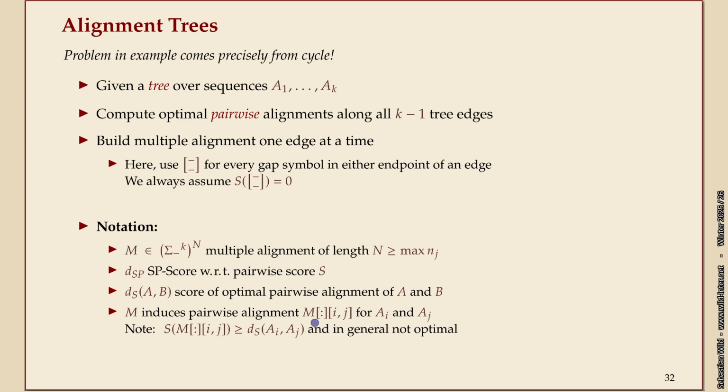And then here's what I mentioned earlier. If you have some multiple alignment, you can just take two of the rows and ignore the rest. That is a valid alignment for AI and AJ if you ignore these double gapped columns. And the score of these two rows will never be better than the optimal alignment, but at least it's some alignment. Okay?